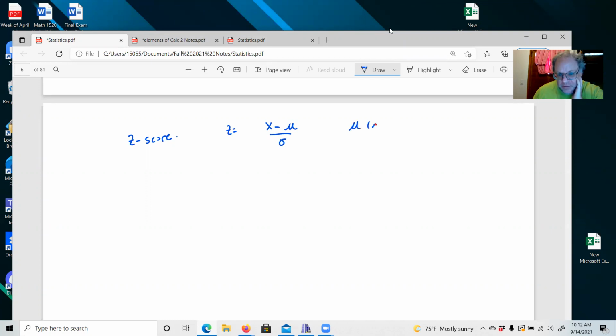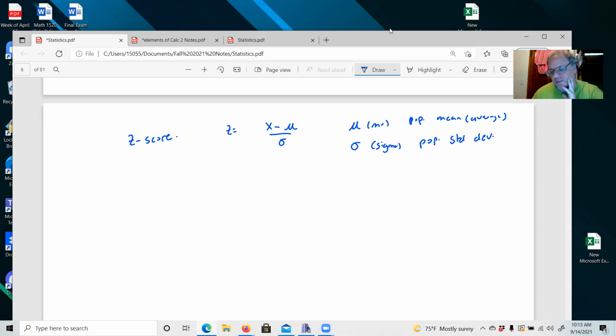Remember, this guy is pronounced mu. This is the average. This is the population mean. It's the same average you've been doing your whole life. You add everything up and then divide it by the number of things you added up. Remember this guy? This is called sigma, and this stands for the population standard deviation.